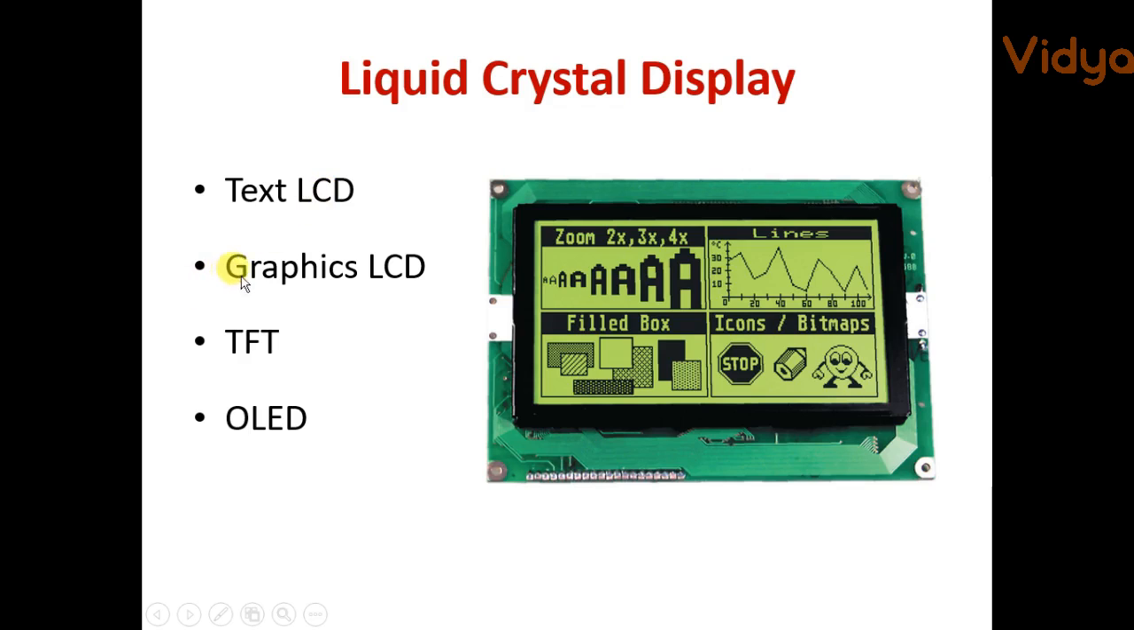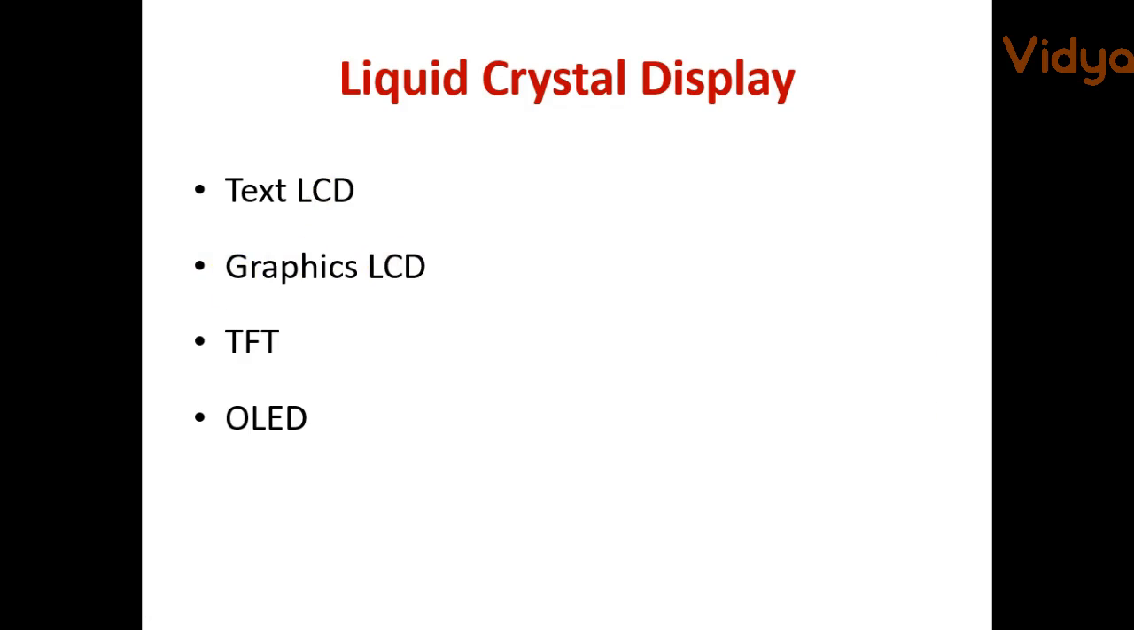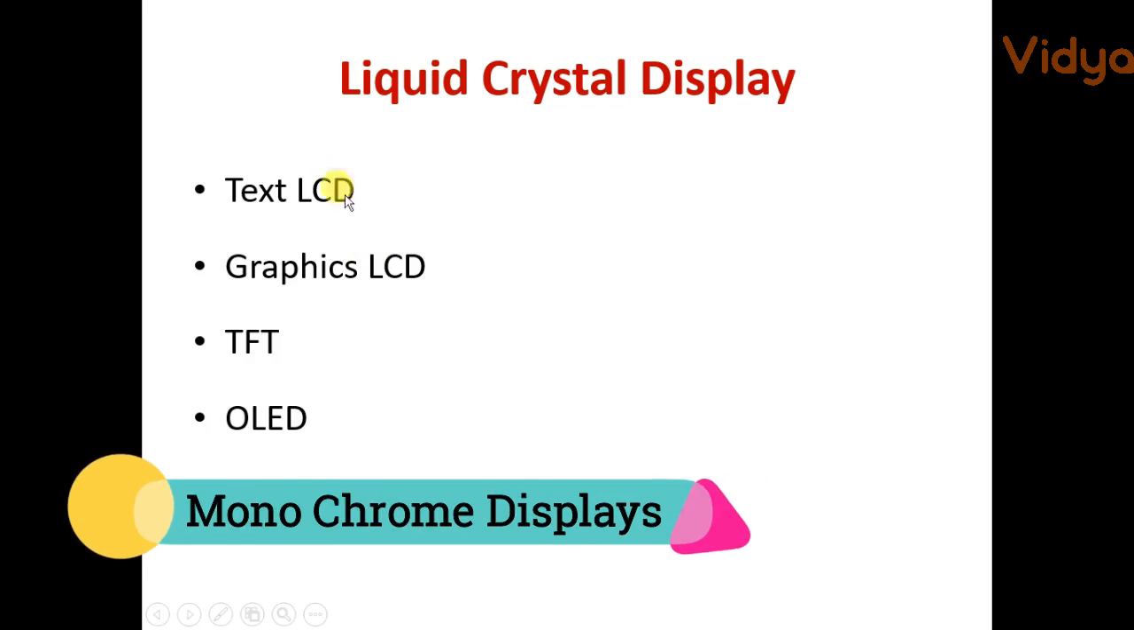Other type of LCD is a graphics LCD which is specified in terms of pixels. 128 by 64 means 128 pixels or dots in one row, and there are 64 rows. The first two types are monochrome displays. They don't display colors but are black only.